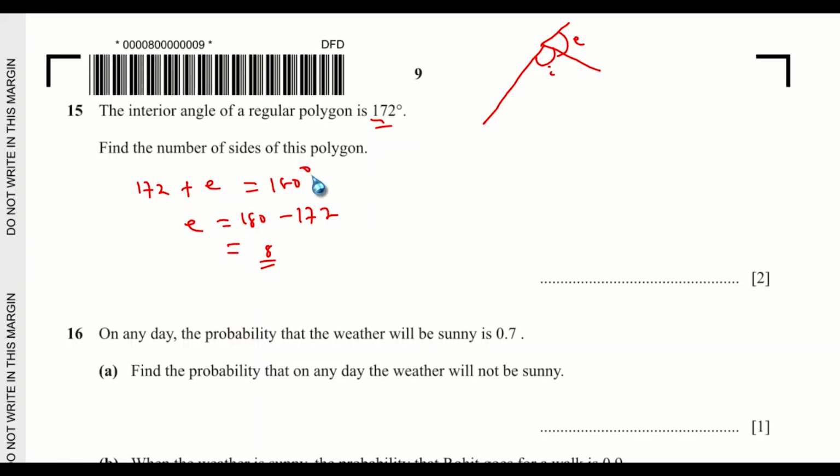You know that the sum of the exterior angles of any polygon is 360 degrees. For a regular polygon, each exterior angle is equal. So the number of sides will be the sum of the exterior angles, 360, divided by 8. If you divide 360 by 8, this will give you 45 sides. So that means the regular polygon has 45 sides.